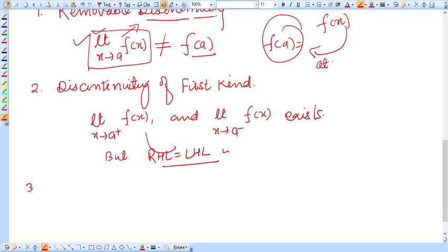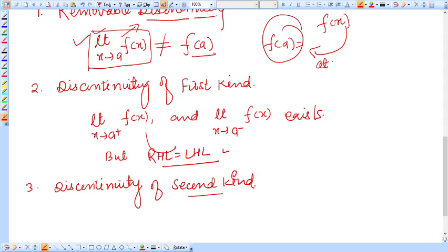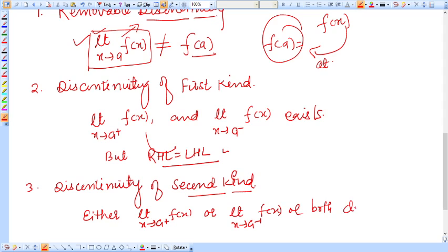Third type of discontinuity is discontinuity of second kind. Okay, so in this case either right hand side limit or left hand limit or both does not exist.